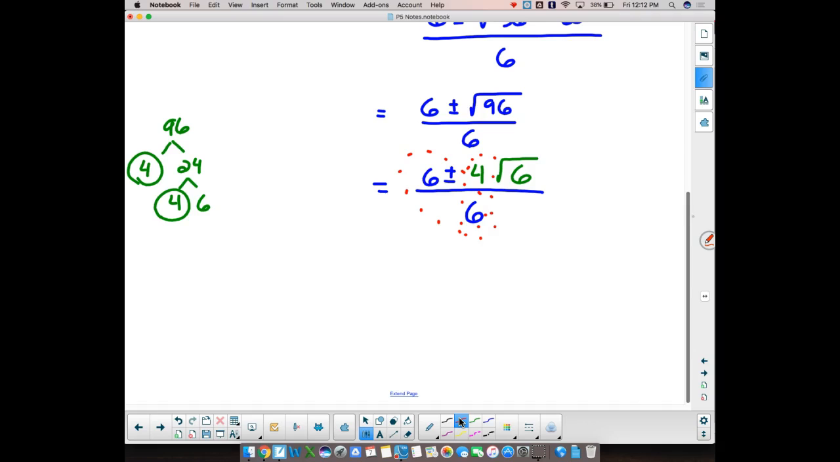So I've got to look at those outside numbers. 6 goes into 6, but 6 doesn't go into 4. So the biggest common factor is 2, so I can divide all of them by 2. So x is going to equal 3 plus or minus 2 square roots of 6, all over 3. And then that is my answer.